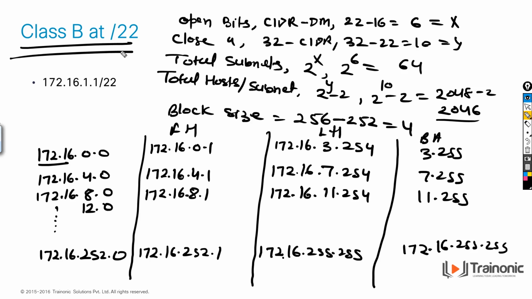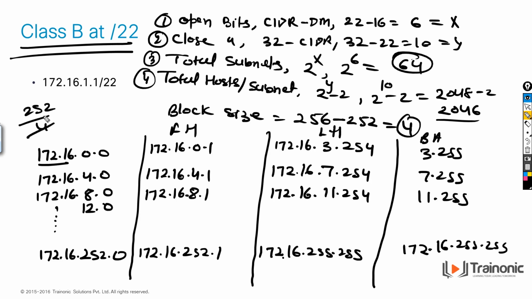Yes, again I am repeating. When we are doing subnetting of class B at /22, first of all, get open bits: CIDR minus default mask. CIDR value is 22 minus 16, 6, the x value. Then we have to get close bits: 32 minus CIDR, 32 minus 22, 10. Total subnets will be 64 and hosts per subnet will be 2046. Block size is 4 and it will go till 252. 252 divided by 4, you will get 63 plus the 0 subnet, 63 plus 1 is equal to 64.